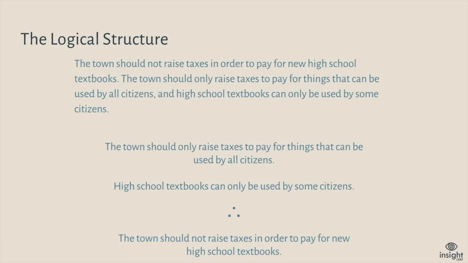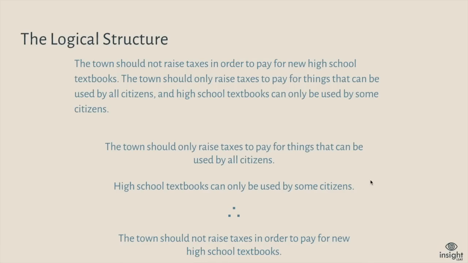The premises are kind of similar to what we did last time. There's a general rule. The town should only raise taxes to pay for things, right, general language, that can be used by all citizens. The next premise, high school textbooks can only be used by some citizens, right? That statement tells us that high school textbooks don't fit into the category described in the first statement. Therefore, the town should not raise taxes in order to pay for new high school textbooks. This last statement is the conclusion of the mini argument we have here, and these other two statements lead up to it.